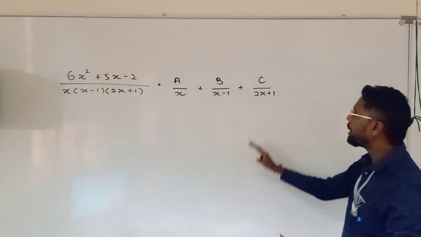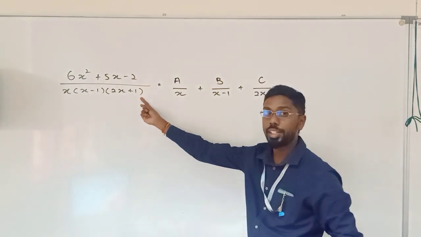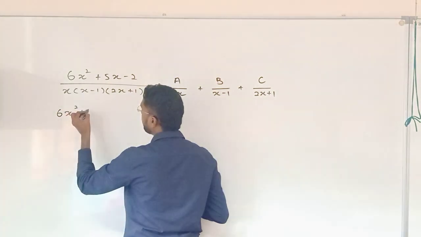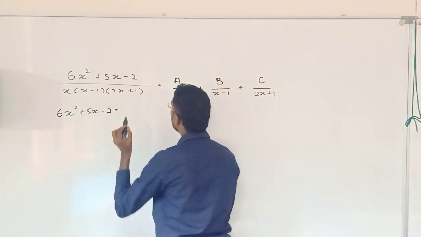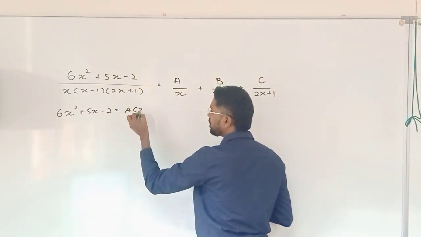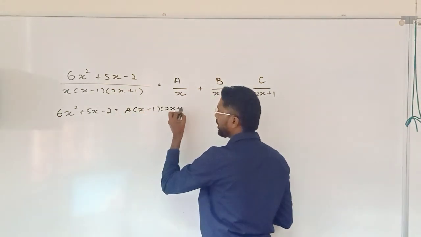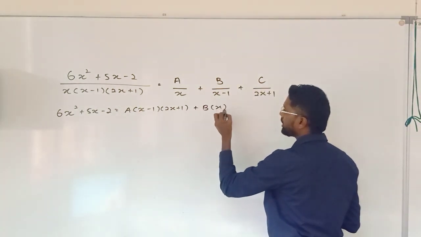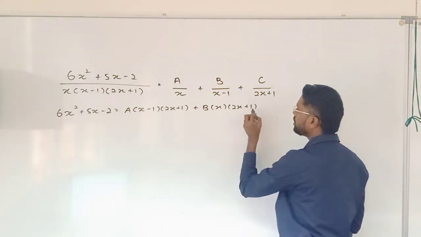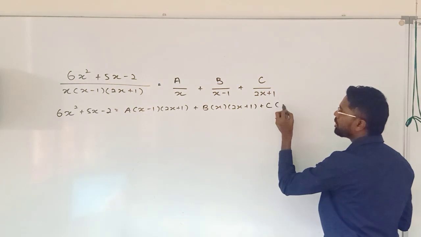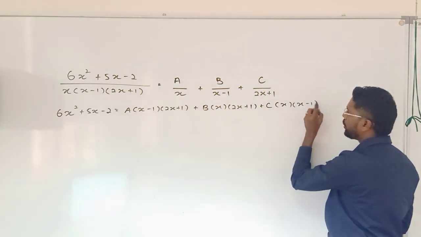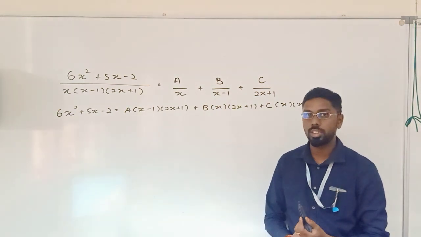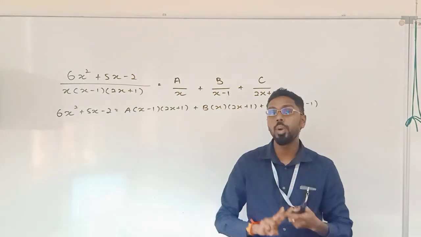Now we have to multiply the whole function with the denominator. So it's going to be 6x squared plus 5x minus 2 is equivalent to a times x minus 1 times 2x plus 1, plus b times x times 2x plus 1, plus c times x times x minus 1. So now we're going to eliminate two of the constants. How can we eliminate two constants?